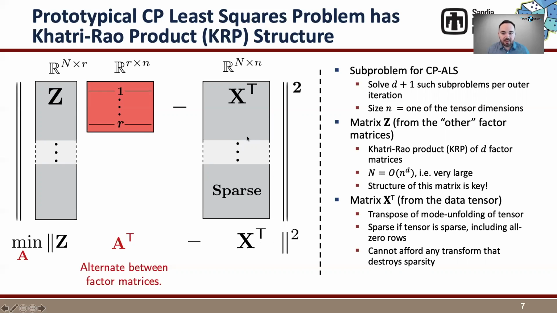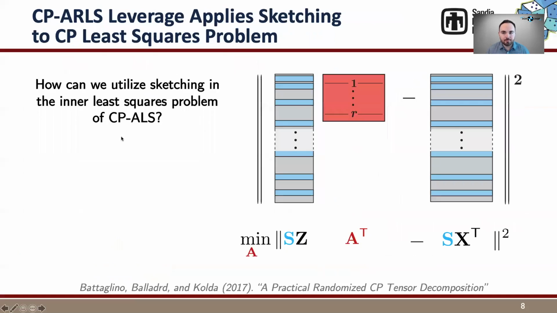This matrix X is actually just the tensor unfolded into a matrix. So if the tensor is sparse, this matrix X will be sparse. And it's important that we can't afford any transform that will destroy the sparsity, because it would be too expensive to store a dense version of the full tensor. And lastly, we have this factor matrix, which we're going to be solving for.